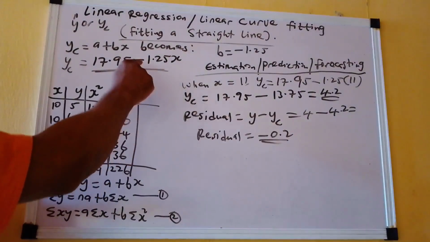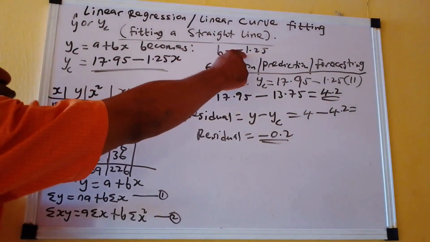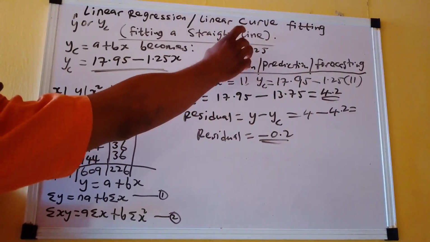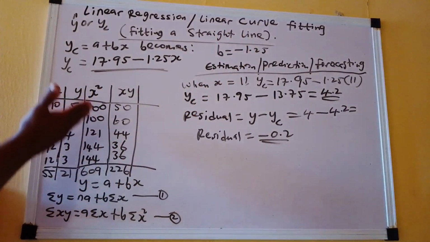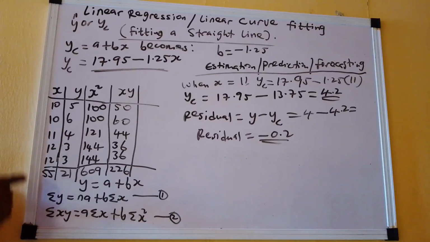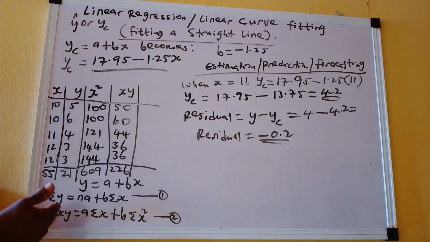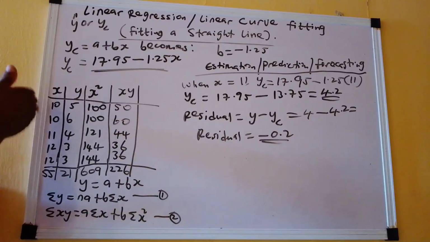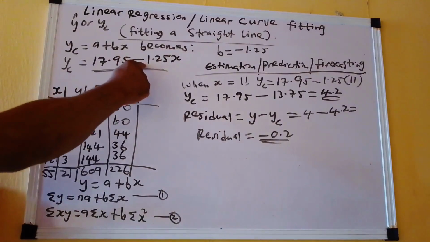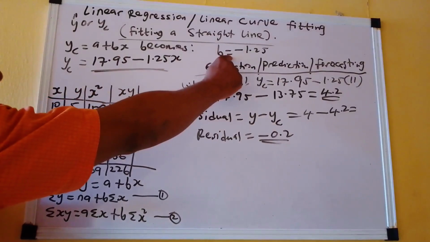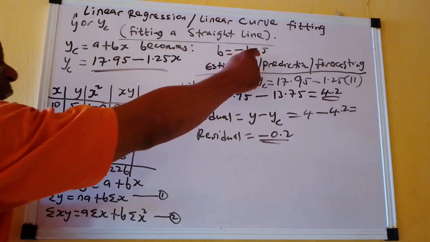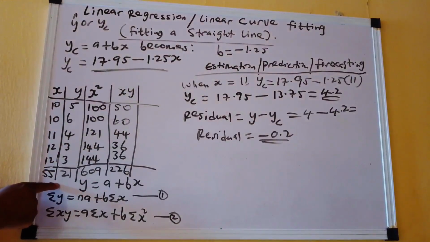It is now showing in the value of the slope. The negative value of the slope is showing a downward movement in the value of y. So the dependent variable is reducing as the independent variable is increasing. And this particular value of b, which is the slope, minus 1.25, has revealed that.